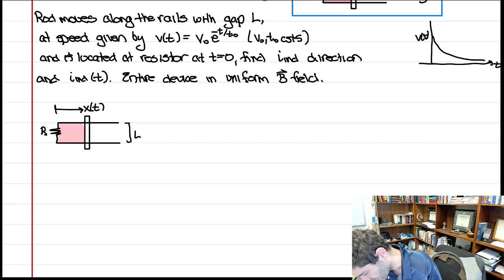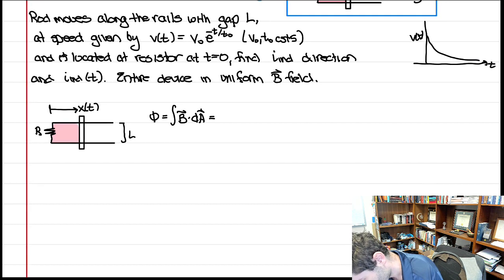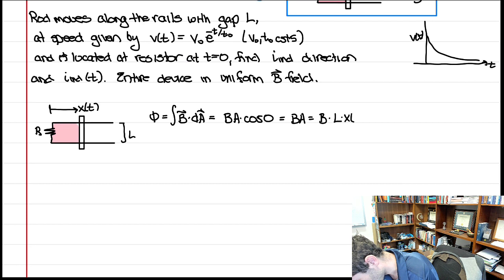In the uniform magnetic field, the flux at this particular instant, which is B dot dA, the field is a constant, the orientation is not changing, so it's just B times the area times cosine, and I've defined it so the angle is 0, so this looks like B times A. But then that area is that length L times the value of x as a function of time.